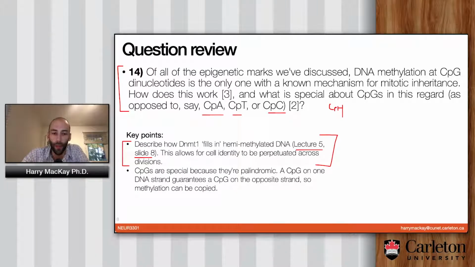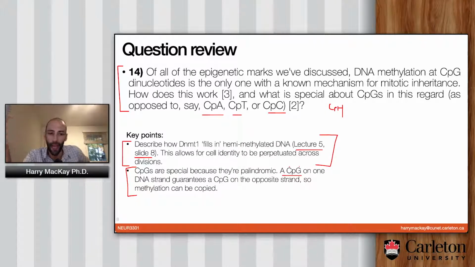And what I wanted you to say was that CpGs are special because they're palindromic. So a CpG on one strand guarantees that there'll be a CpG in the same place on the opposite strand. This isn't true for all the other dinucleotides, right? Because G is complementary to C and C is complementary to G. So if you have a CG over here, what you'll have on the other side is a GC as a reverse complement.